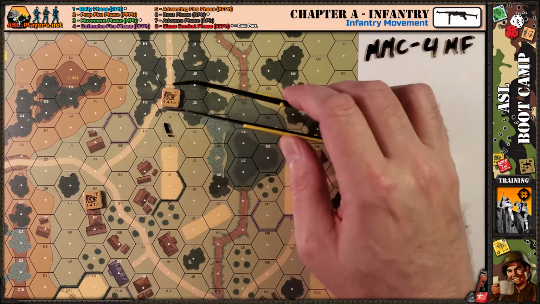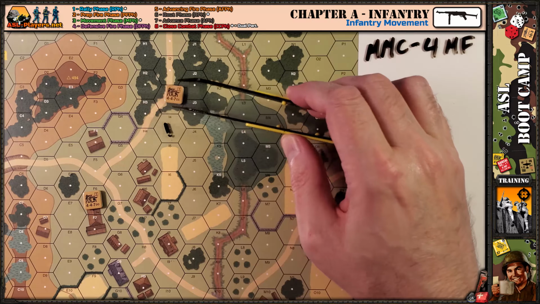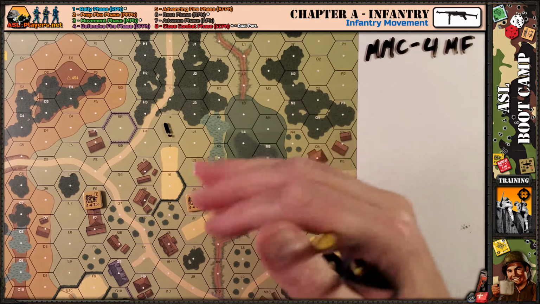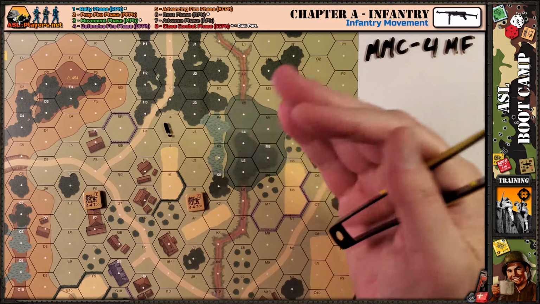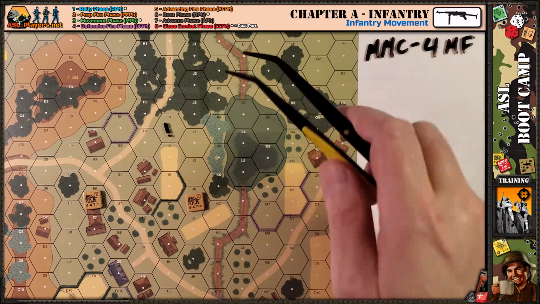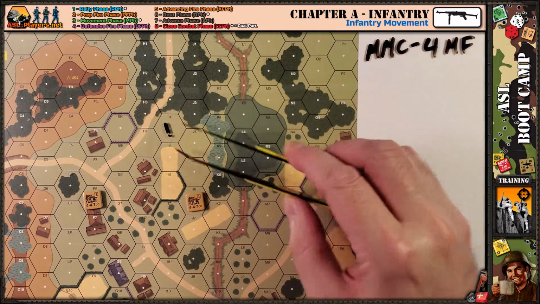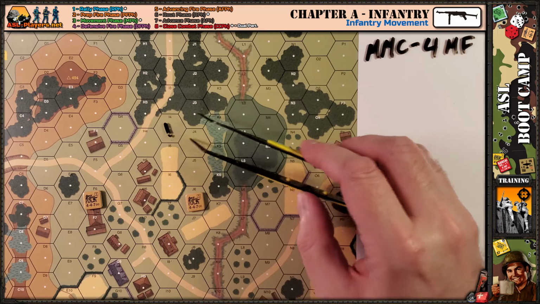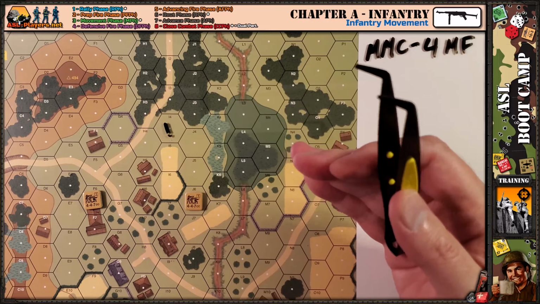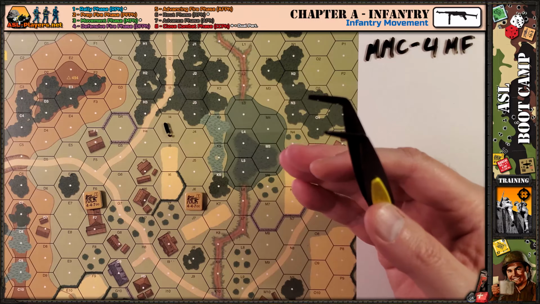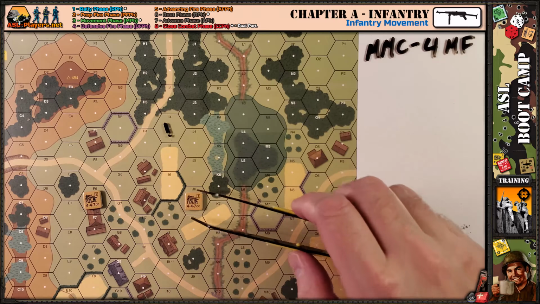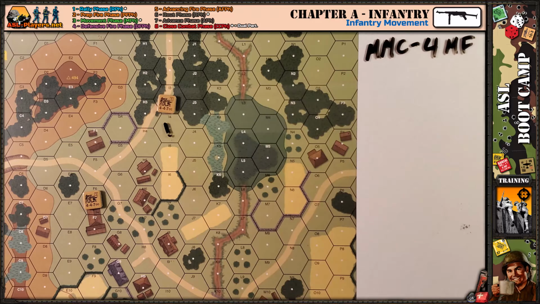So he's got 4 movement factors. This is moving through open ground. Pretty simple. 1, 2, 3, 4. Now, if we were actually playing a game and there were enemy infantry that could see those hexes that I just moved through, they might take a shot while I'm making that move. Running through open ground is generally not the smartest thing to do unless you absolutely have to. In some situations, you obviously do. So that's 4 movement factors. Now let's go back, put him back here. Let's put him with a leader.